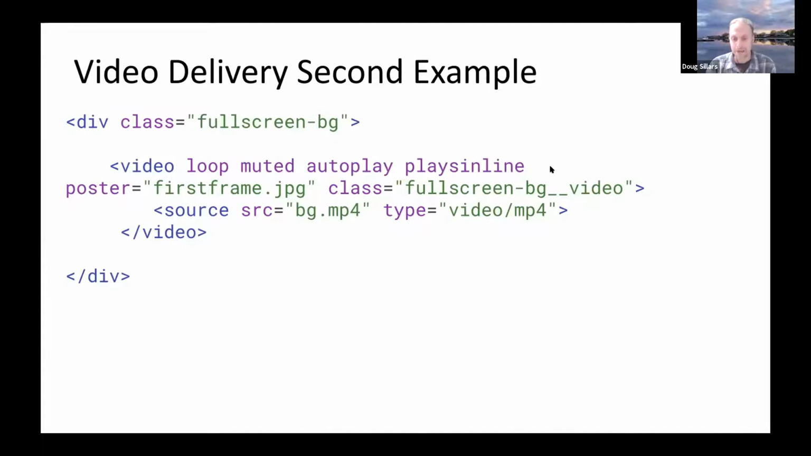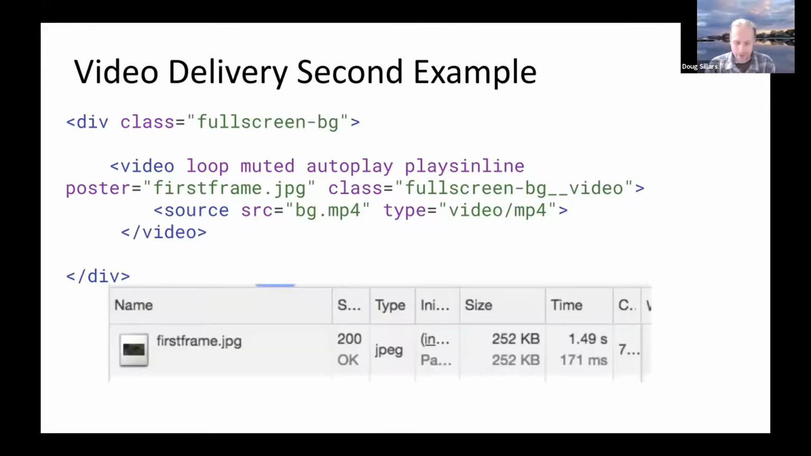The second thing is the poster by default is the first frame of the video. So downloading the first frame in the video and then also downloading the first frame as a JPEG is also not required. And then you start looking, and that first frame JPEG that's blocking the video download is 250K. In my test, it took 1.5 seconds. That's blocking the video. So if you're going to autoplay it, you probably don't need that first frame.